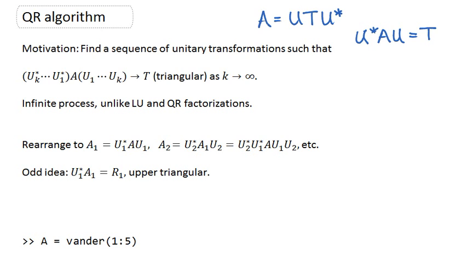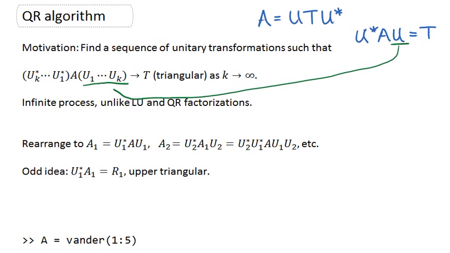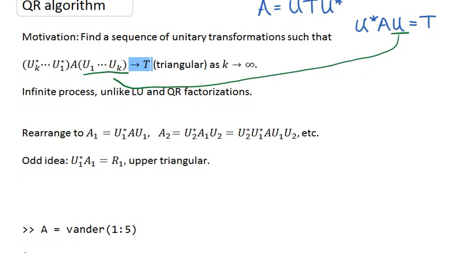Okay, but in principle, what we have to do is to find not U all in one go, but U in a sequence of stages. So imagine it's a product of a bunch of unitary matrices, U1 to Uk. And then its Hermitian would be the matrix that you see on the left of A here. And what we want is, in the limit, as k goes to infinity, we want this whole thing to look like T, an upper triangular matrix.